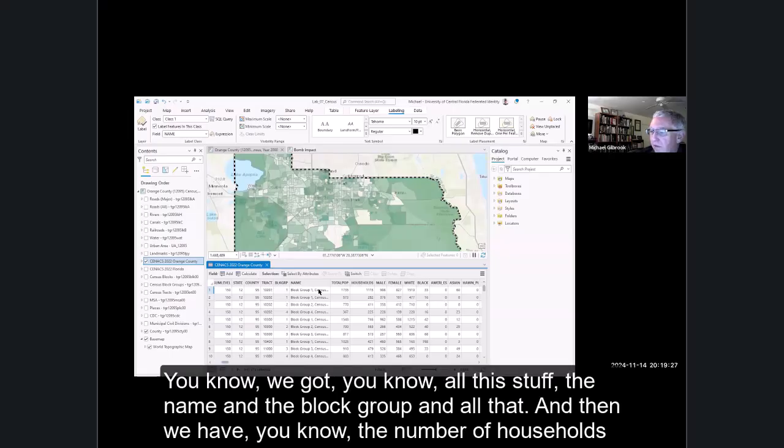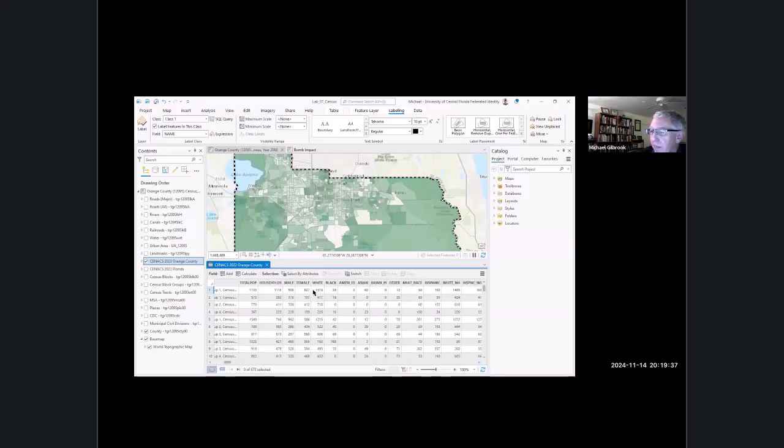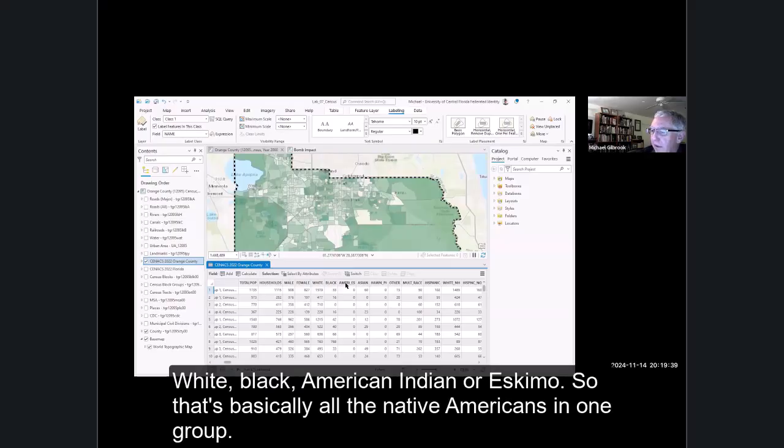We've got all this stuff, the name of the block group and all that. And then we have the number of households, the number of males and females, and then we have the racial component. White, Black, American Indian or Eskimo. So that's basically all the Native Americans in one group.